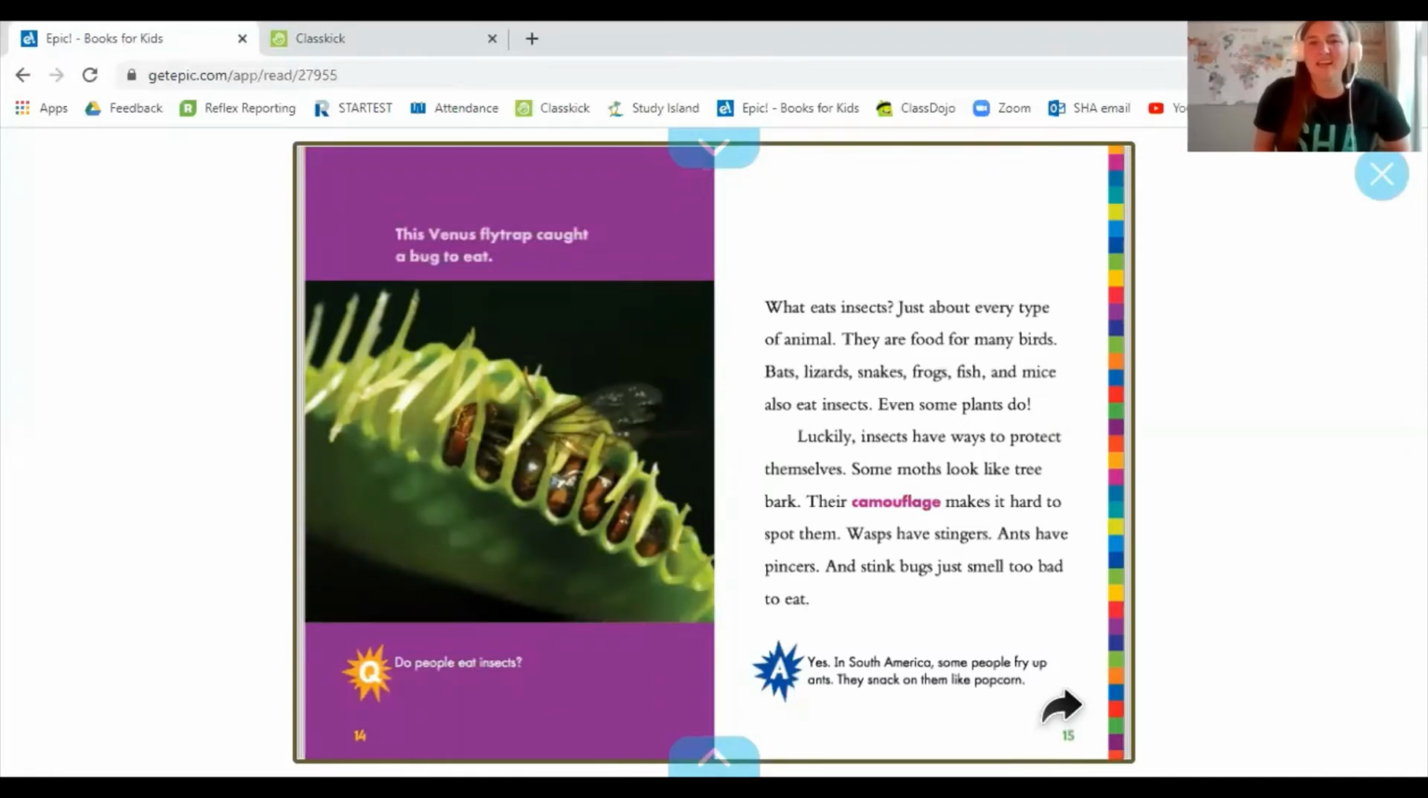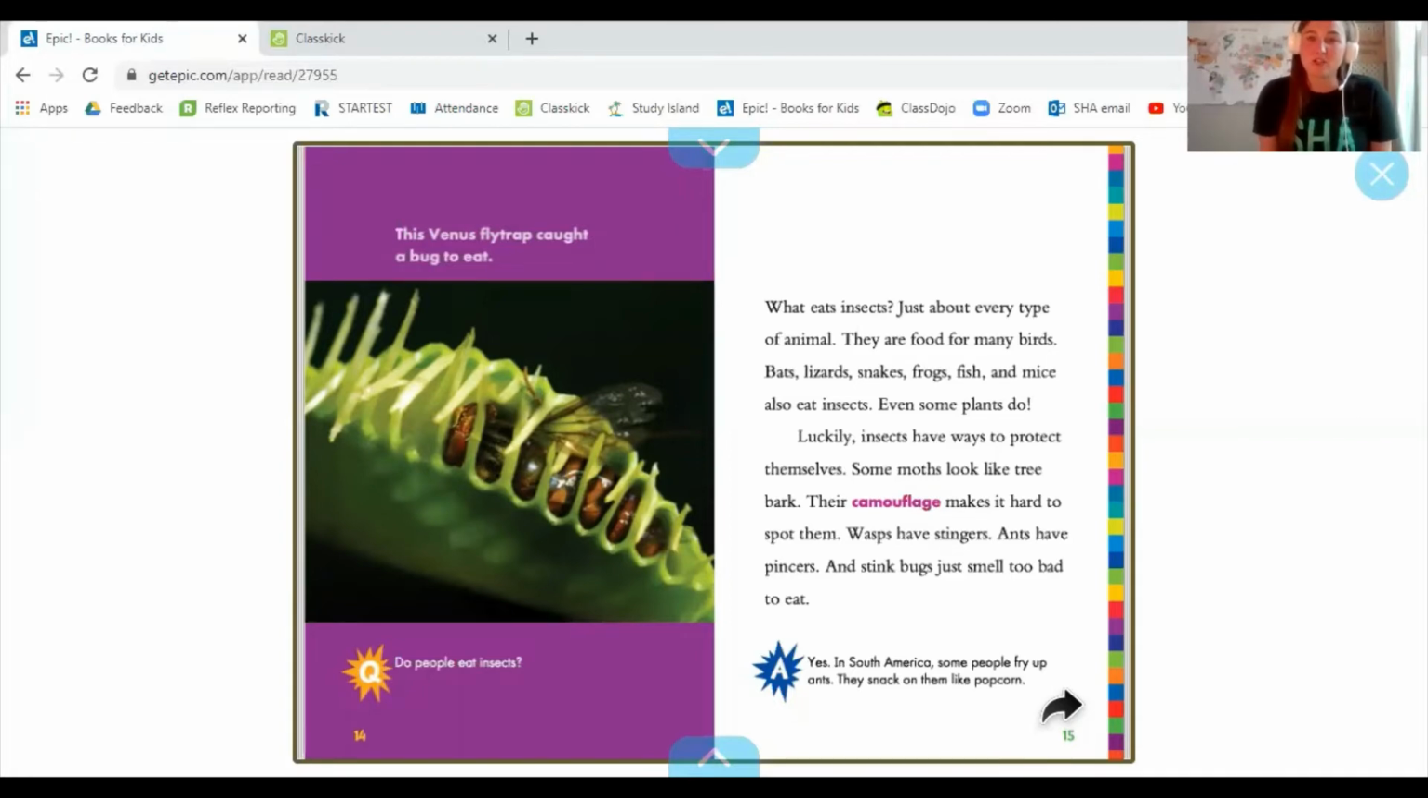What eats insects? Just about every type of animal. They are food for many birds, bats, lizards, snakes, frogs, and fish. Mice also eat insects. Even some plants do. Luckily, insects have ways to protect themselves.